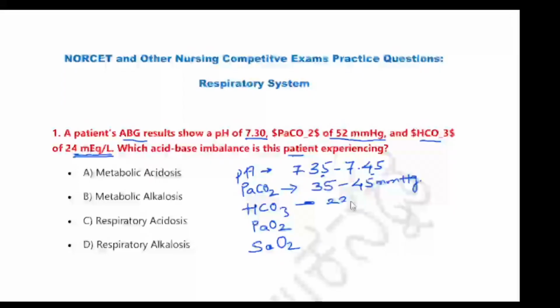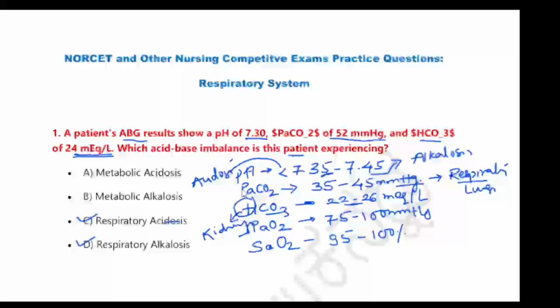Then pH is also abnormal, that is, here they have given 7.30, but the normal is 7.35 to 7.45. That means the given pH is less than normal value, that is 7.30, that is less than 7.35. Hence this is acidosis. Hence the correct answer is respiratory acidosis. This is not alkalosis because pH is less than 7.35 and PaCO2, that is a respiratory component, is more than normal. Hence this is related to respiratory acidosis, not respiratory alkalosis or metabolic.